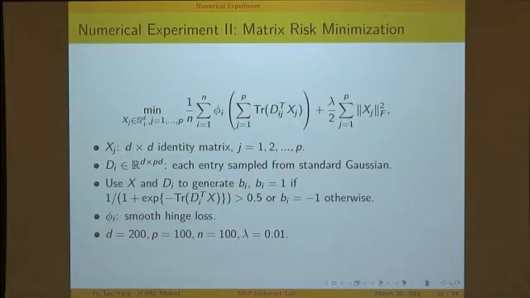Okay. In this matrix risk minimization, the ground truth variable is chosen as the D by D identity matrix, and there are P such identity matrices. So in this case, we again choose the smooth hinge loss. We assume that D is 200 and P, which means the number of blocks of this D by D matrix, is 100. And we sample 100 data points, and lambda is set to 0.01.